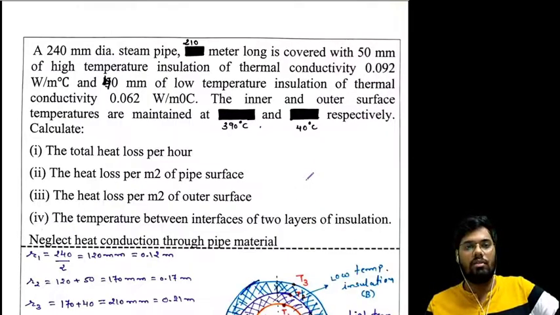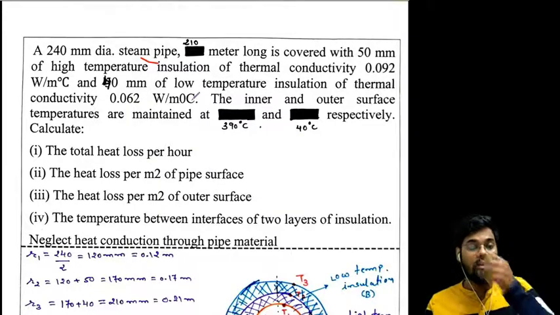Let's move to another question. A 240 mm diameter steam pipe, so this is our pipe, the cylinder 210 meters long, is covered with 50 mm of high temperature insulation of thermal conductivity 0.092 watt per meter degree Celsius and 40 mm of low temperature insulation of thermal conductivity 0.062 watt per meter degree Celsius.